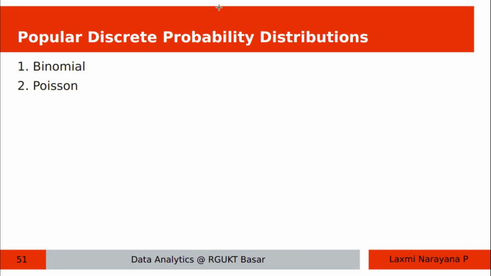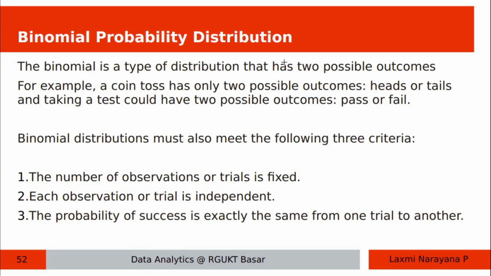Let's see some popular discrete probability distribution functions. One is binomial distribution and another is Poisson distribution. Binomial probability distribution is a type of distribution that has two possible outcomes. For example, if you flip a coin, there are two possible outcomes, either head or tail. Binomial distribution must also meet the following three criteria.